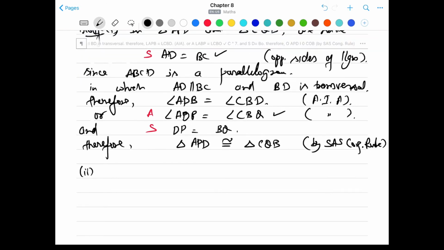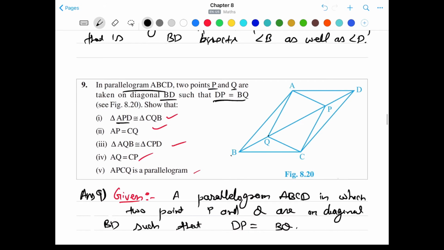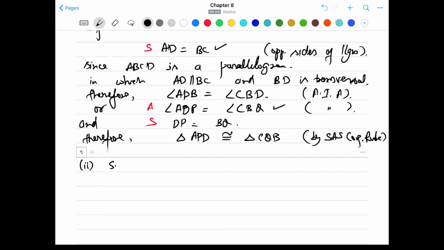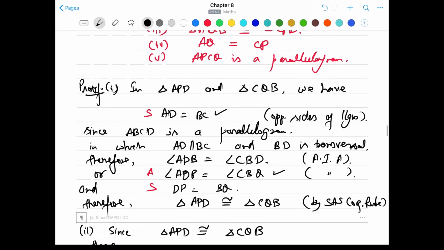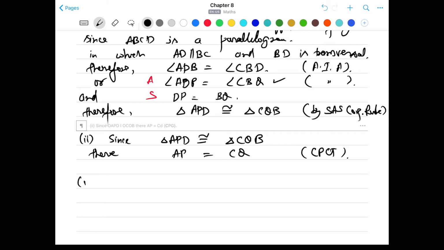Now come to the second one. We have to prove that AP is equal to CQ. Since we have proved that these two triangles are congruent, their corresponding parts, this AP, will be equal to CQ by CPCT. So we'll write, since triangle APD is congruent to triangle CQB, therefore the side AP will be equal to CQ. This is by CPCT. Okay, that's the proof of part second.